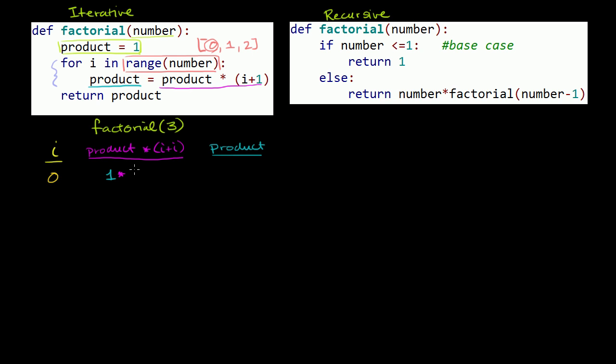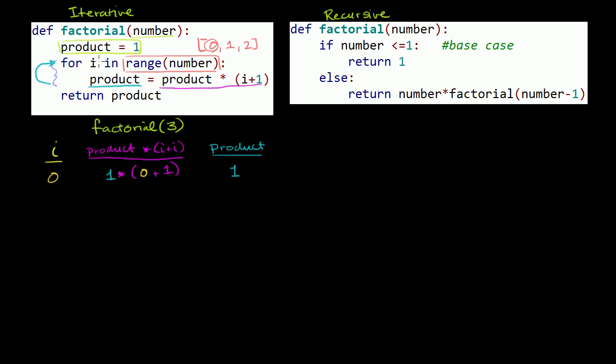1 times I, which is 0. 1 times 0 plus 1. And then our new value of product is essentially this evaluated. Product is equal to all of this business. And so our new value is 1 times 0 plus 1. Well, that's just 1 times 1, and that's just going to be 1. And that's all we had inside the for loop clause, because that's the only stuff that was indented within this for loop. And so then we go back up.